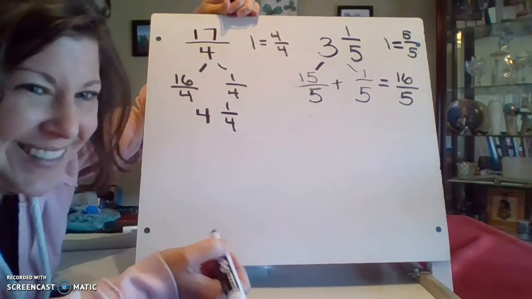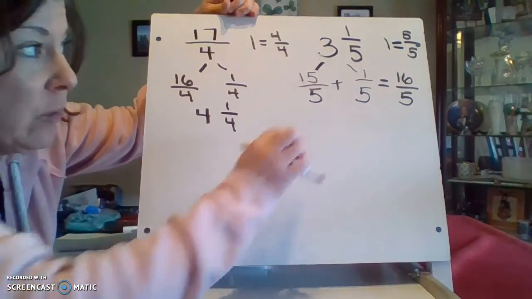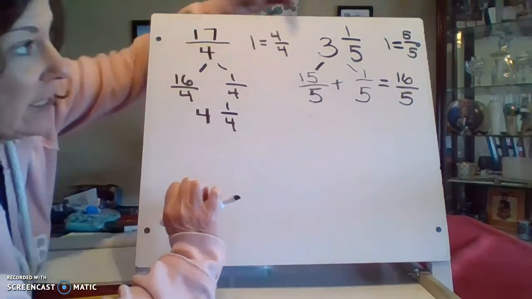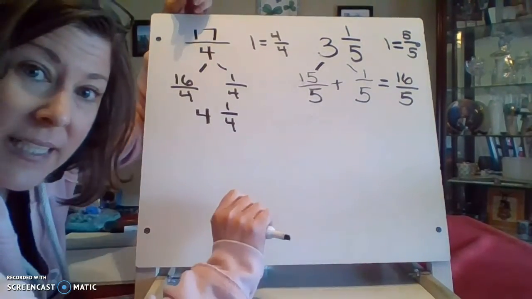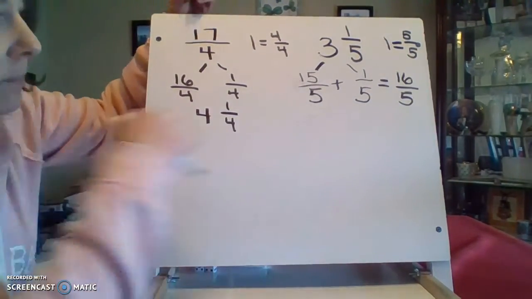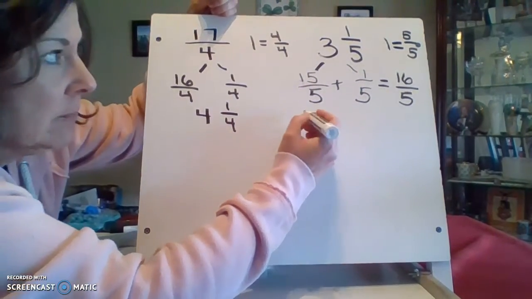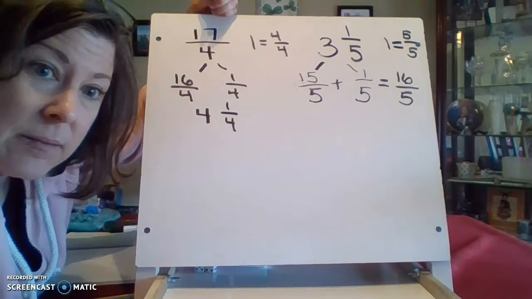Now remember, when we were doing the shortcut for this, which when you do your online lesson, you're not really going to be able to use the shortcut. But remember when we did the shortcut, all we did was take our 3 wholes, multiply it by the 5, which is 15, and add in that 1, which was 16. And we get 16/5. So again, I just want to look at this one again, except on a number line.